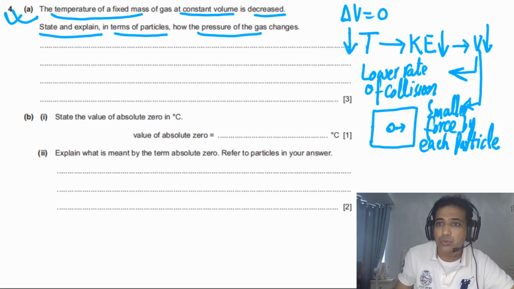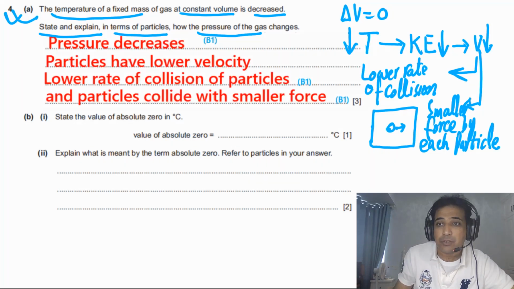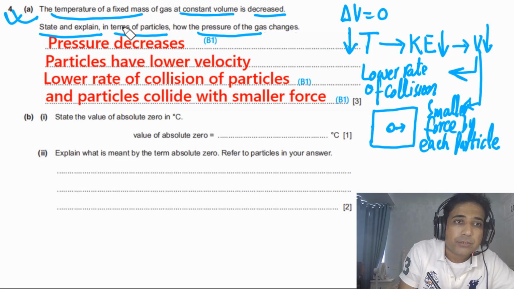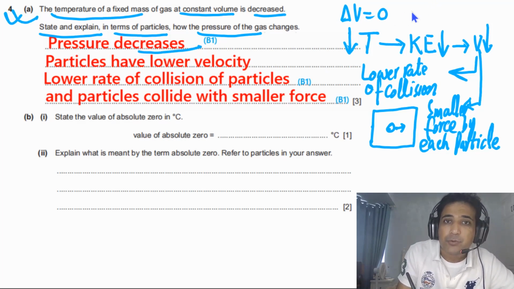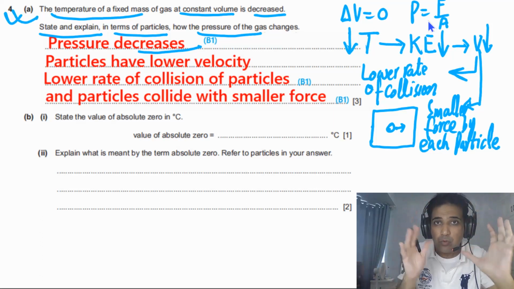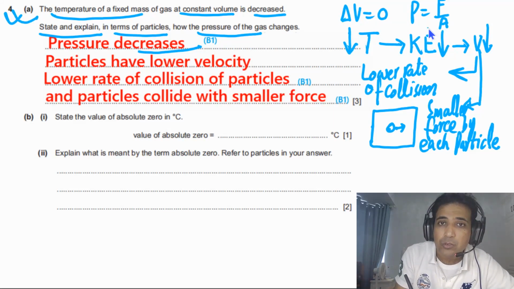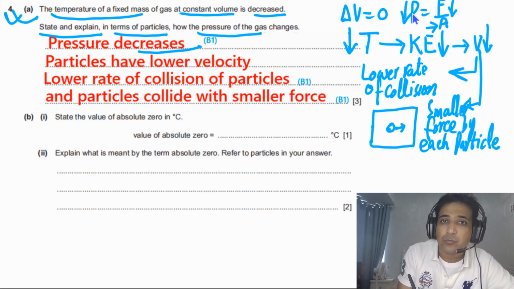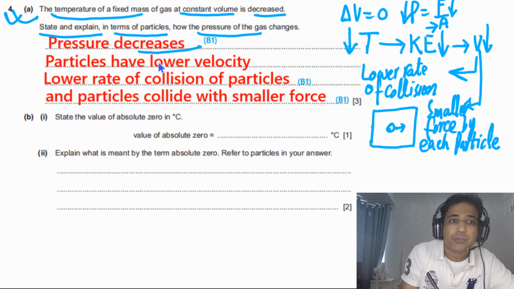Now let me show you the answer, how you can write down a nice answer for this question. In order to answer this question, first thing you can say, in this case pressure decreases. So the question was asking about P, so P is equal to F over A. Area of the wall remains constant. Just imagine the whole wall. So the area of the whole wall remains constant. If the force decreases, it means pressure will decrease. So these points we need to mention.